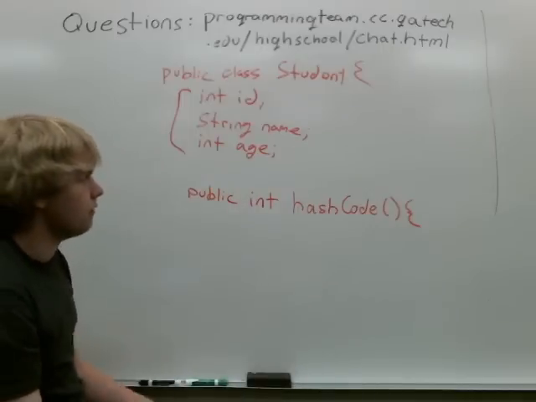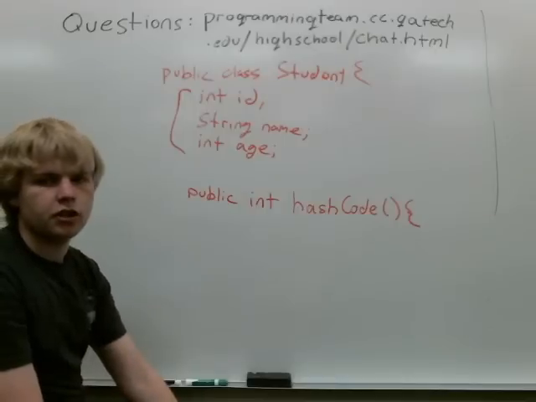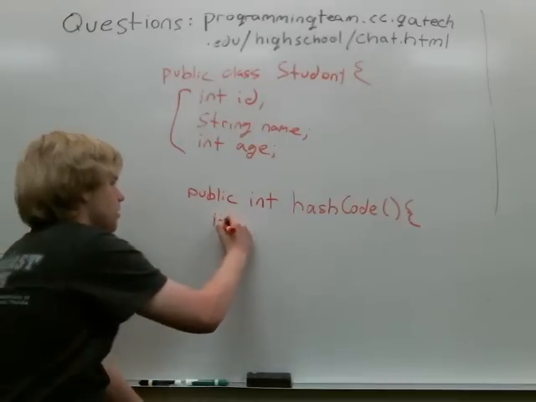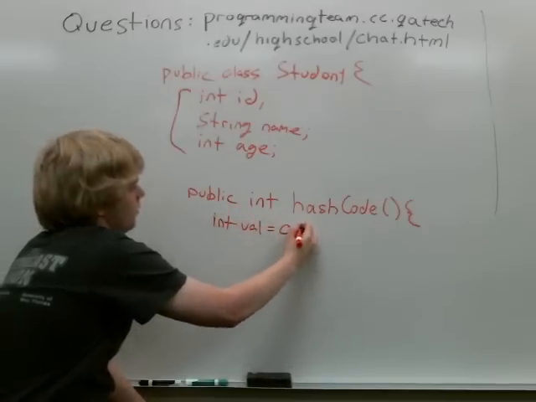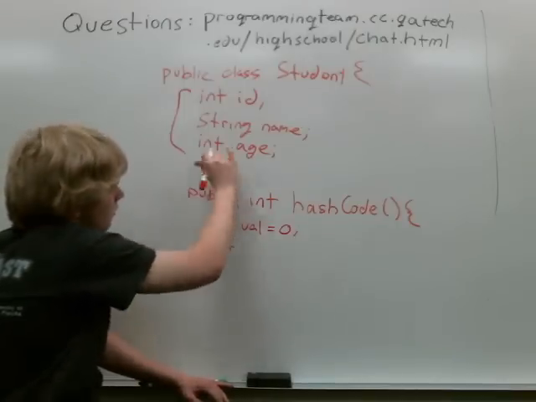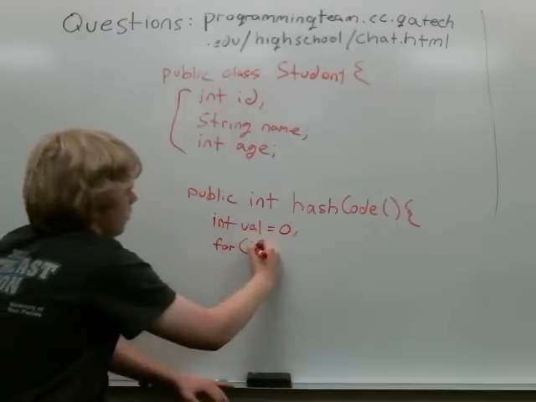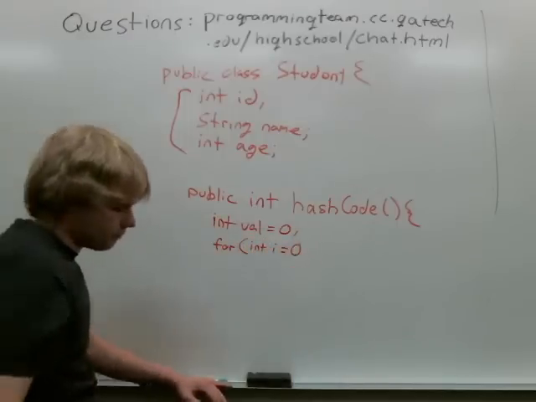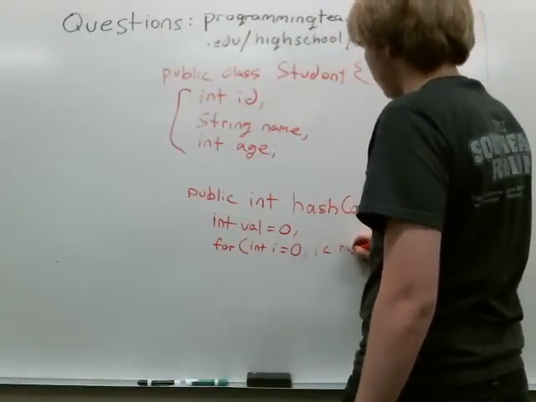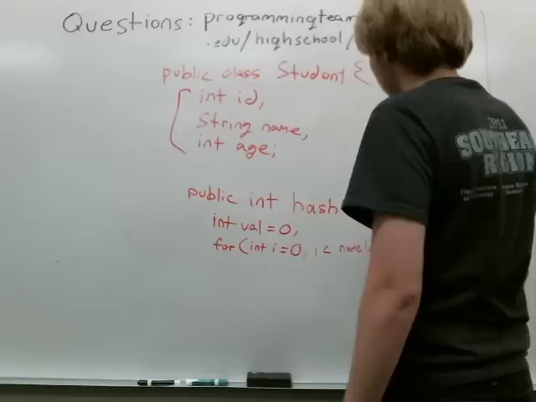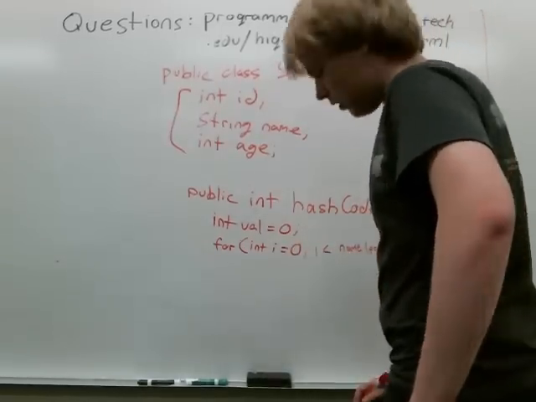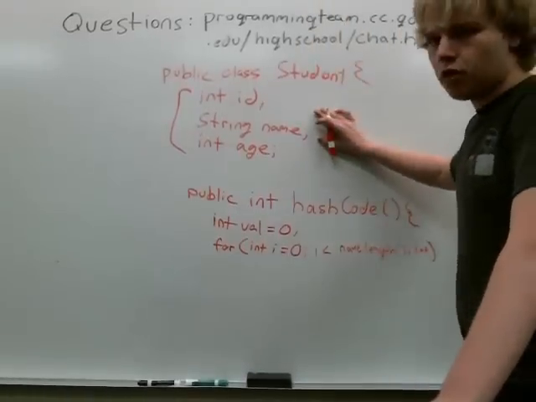That's important. And two objects that are considered equal should also generate the same hash code. So what we're going to do is start our value off at 0. We're going to loop over all of the characters in the name first. For int i equals 0, i less than name.length, i++. This is going to give us the index of each character in name, however long that is.